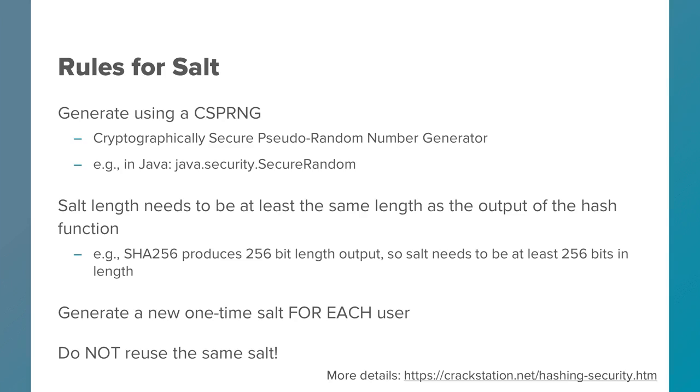That means, for example, if SHA-256 produces a 256-bit length output, the salt needs to be at least 256 bits in length. I mentioned SHA-256 here, but we don't want to use that hash function. I'm going to talk a little bit more about what a good hash function to use a little bit later. Another note is to generate a new one-time salt for each user. That means do not reuse the same salt for more than one user.